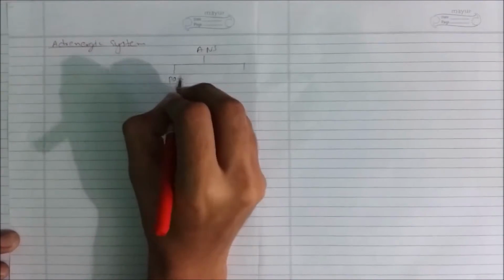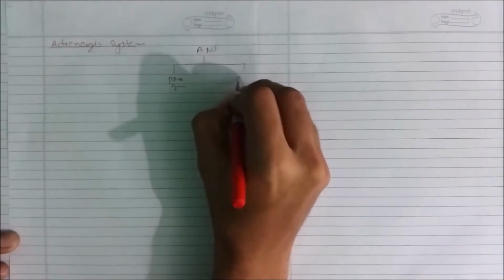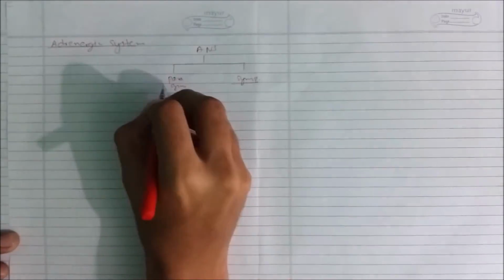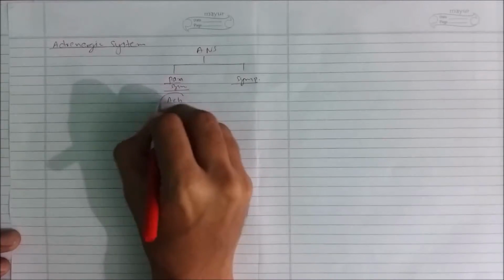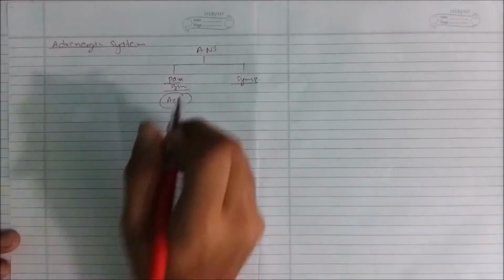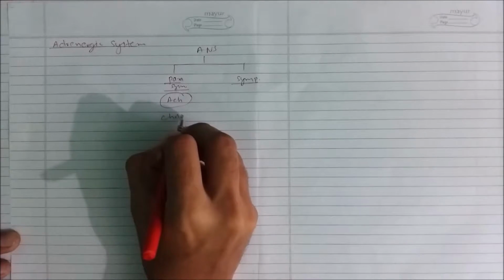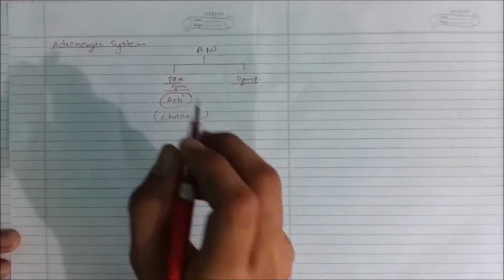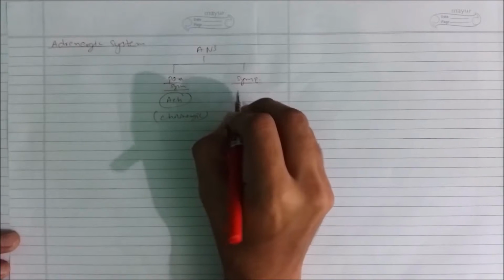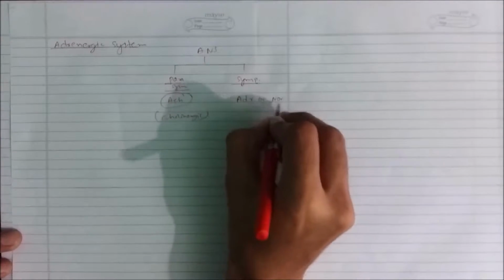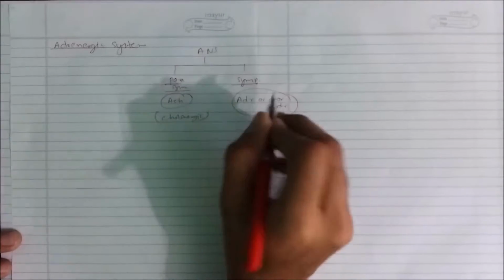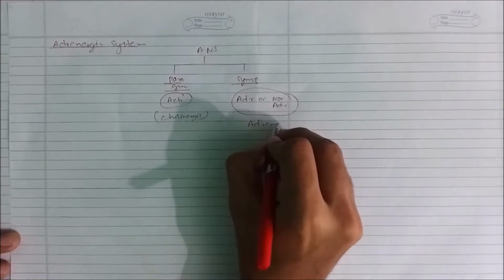The autonomic nervous system has two parts, the parasympathetic nervous system and the sympathetic nervous system. Since the parasympathetic nervous system uses acetylcholine as the sole neurotransmitter, it is also called the cholinergic system. And since the sympathetic nervous system uses a different one, adrenaline or noradrenaline, it is called the adrenergic system.